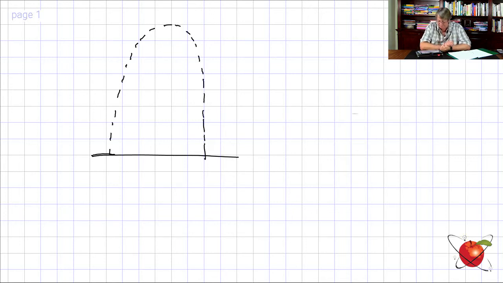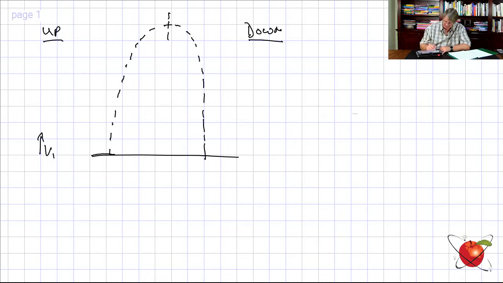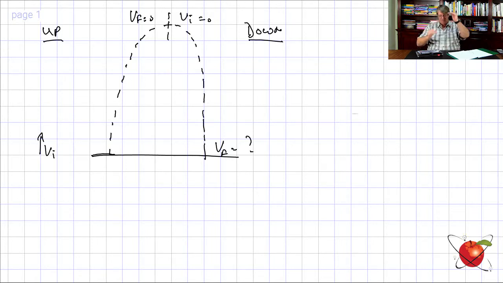Okay, so what do we do? Well, quite straightforward. Step one, split this into up and down. When we are going up, we've got V initial here and V final equals naught. When we turn, V initial equals naught and V final equals whatever. It equals V initial, but don't get hung up on that because we're going to move the boundaries a little bit one way or the other now.